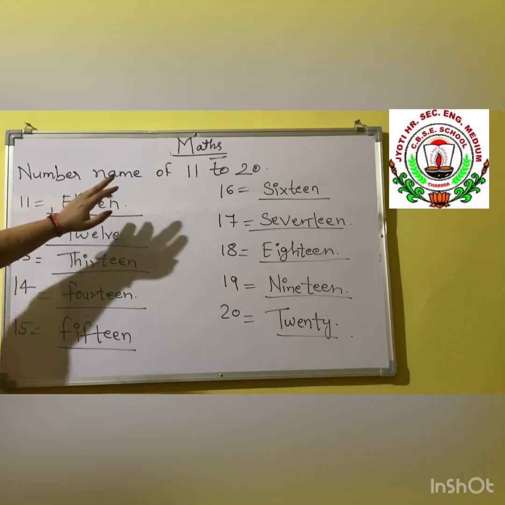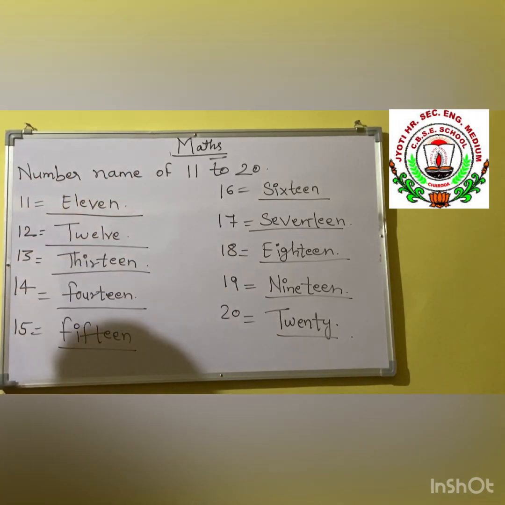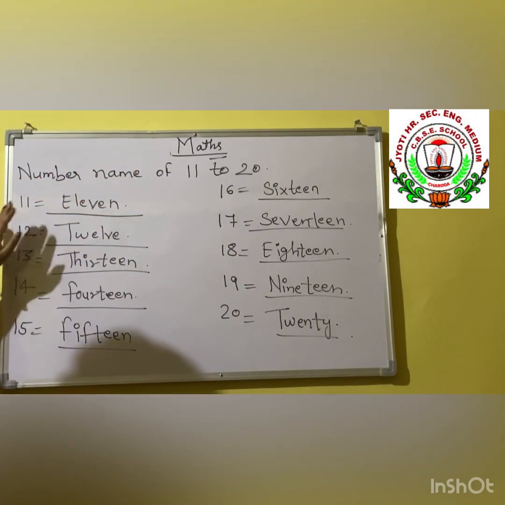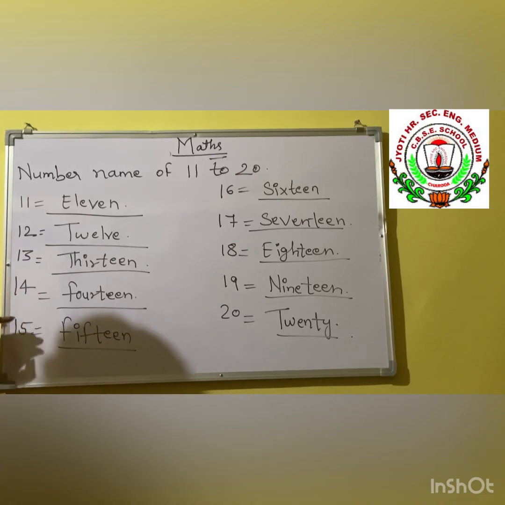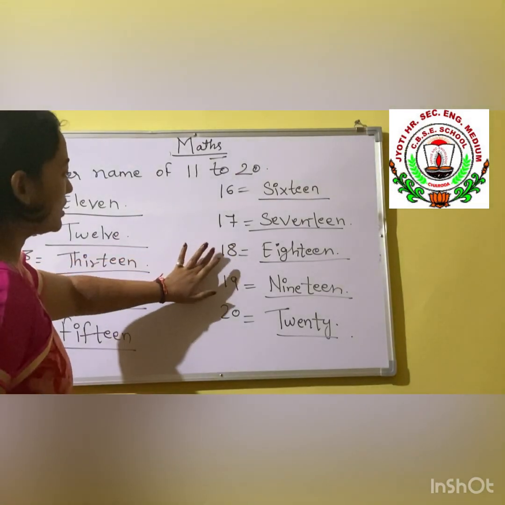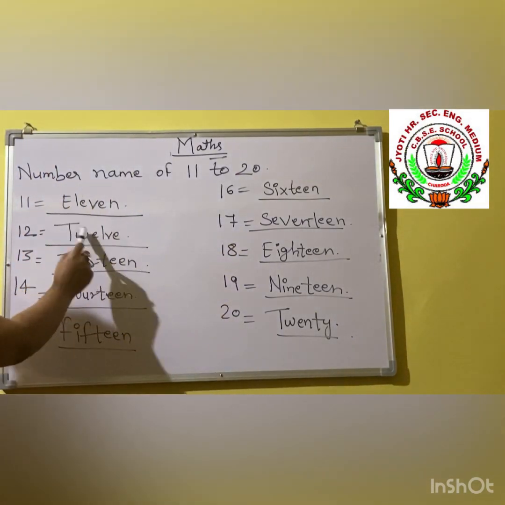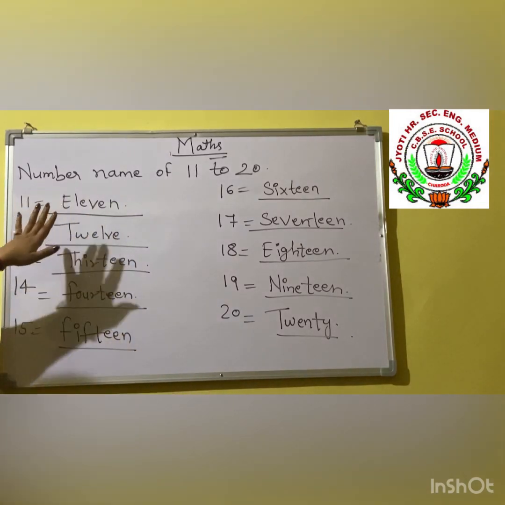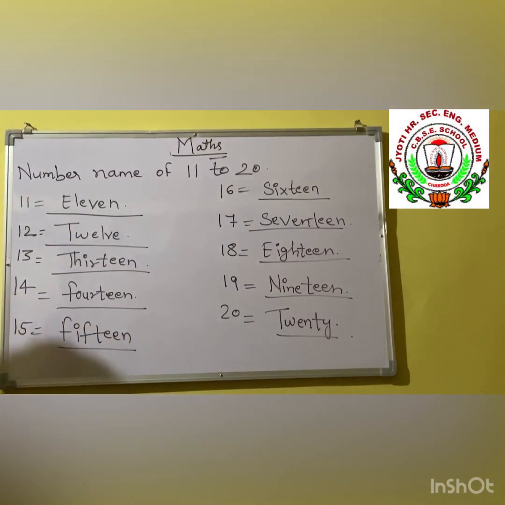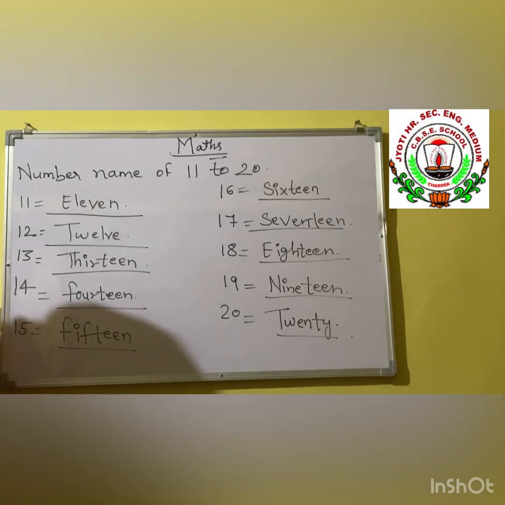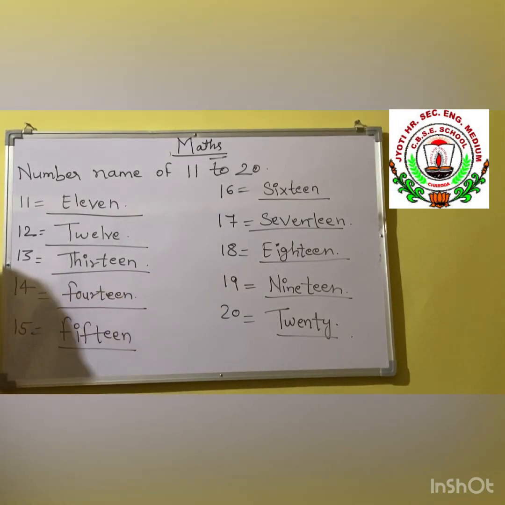Okay, number names of 11 to 20. I have written the number name over each and every number. So you have to learn these number names at your home and please note them down in your maths copy, isn't it? I am going to repeat once again.